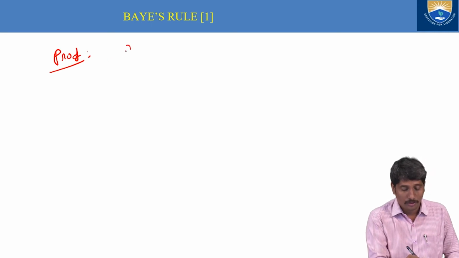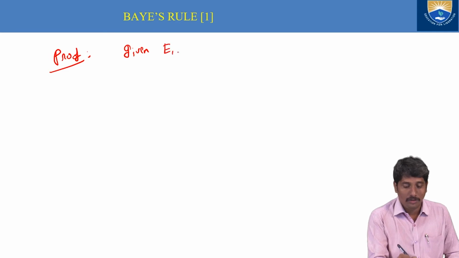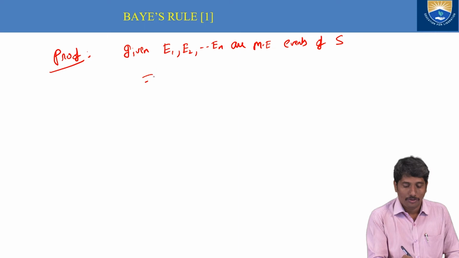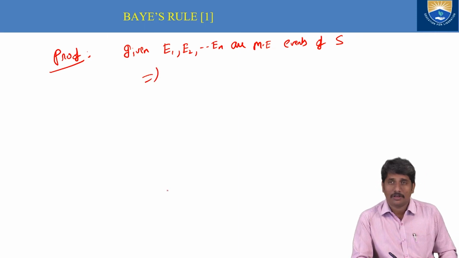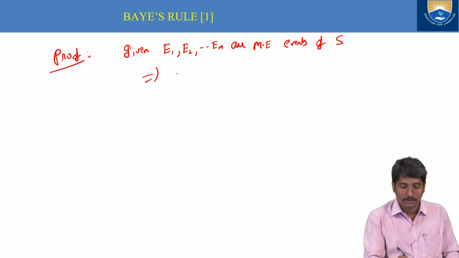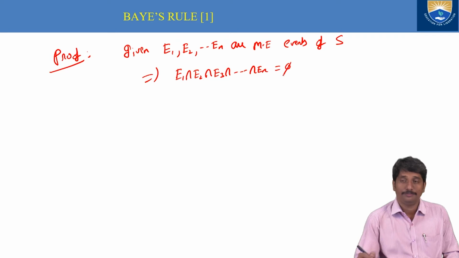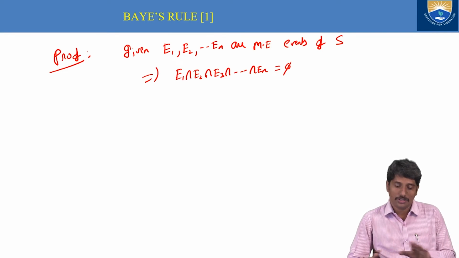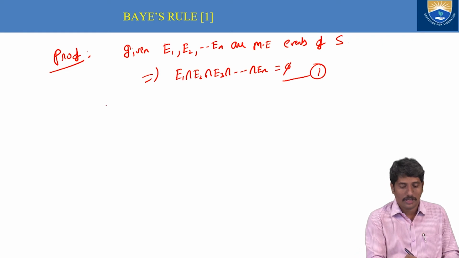So, given E1, E2, so on, EN are mutually exclusive events of S. This is a statement expressed in English. Now we have to translate this into mathematics. Mutually exclusive means they share no common part. You can simply write it as E1 intersection E2 intersection E3 intersection EN is equal to empty set. Mutual exclusion means they don't share any common intersection. That means the intersection will be empty.